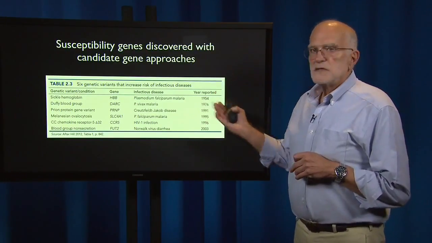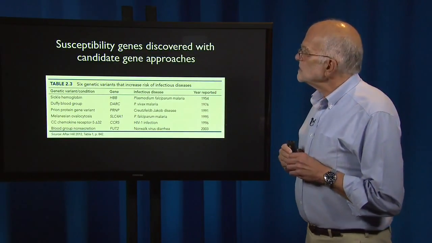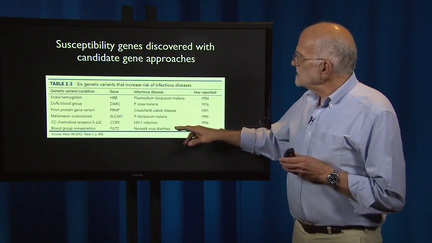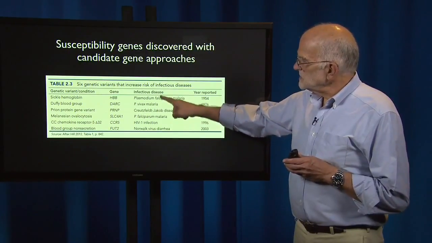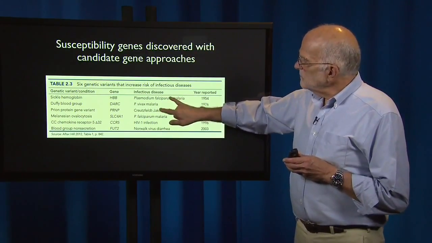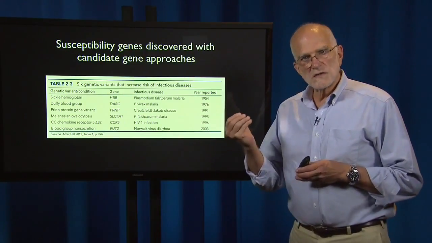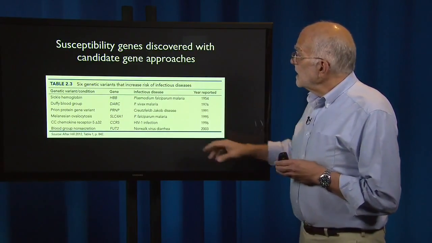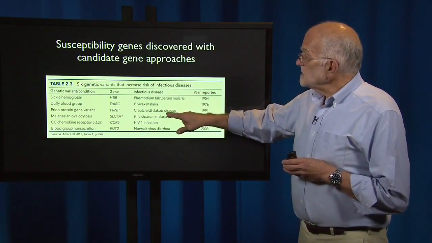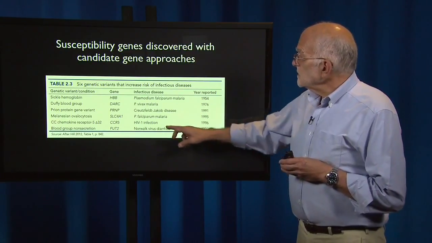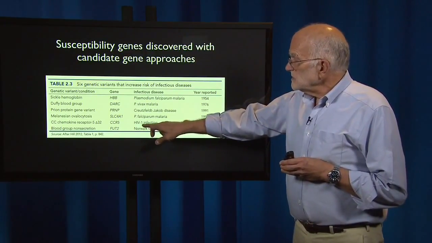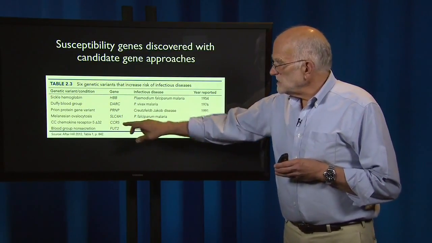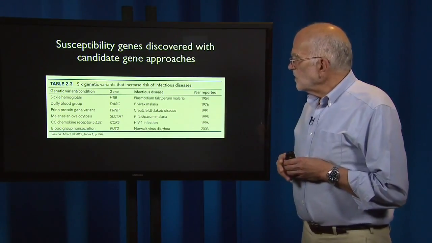Some of the susceptibility genes that were discovered with candidate gene approaches are to major diseases. Let's first take a look at the diseases. We can see here that out of this list of 6 genes that have been identified, 4 of them relate to malaria. This is a real signal of how important a selective agent malaria has been in the recent human past. Another is for Creutzfeldt-Jakob disease, that is a prion disease. Another is for HIV-1, the virus that causes AIDS. That is a receptor called CCR5. And another is for Norwalk virus diarrhea.